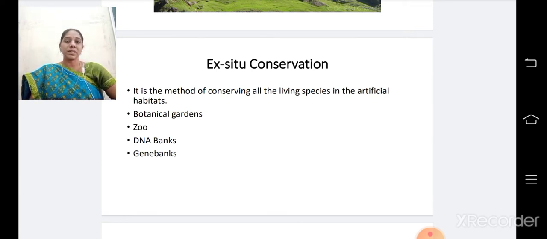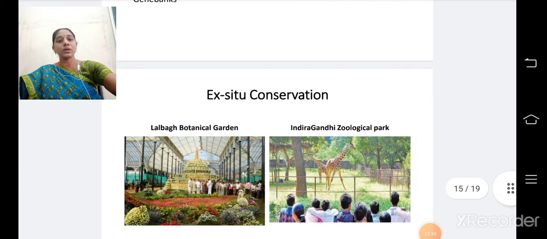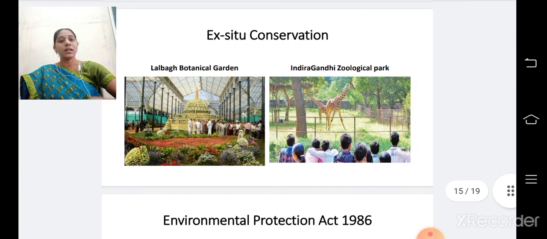Royal Botanical Garden is present at London. Botanical Survey of India, there is a botanical garden in Kolkata. So like that, there are so many botanical gardens all over the world. You can see here Lal Bagh Botanical Garden. Many plants are conserved there. In botanical gardens, special care is taken to protect endangered and endemic species also.